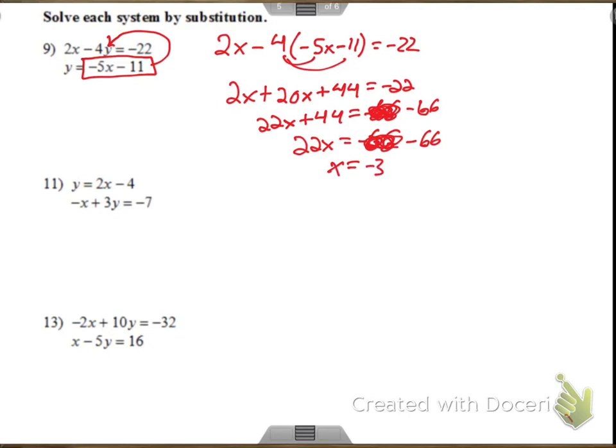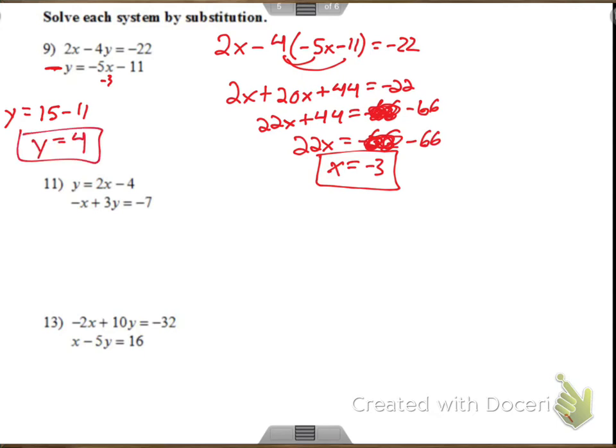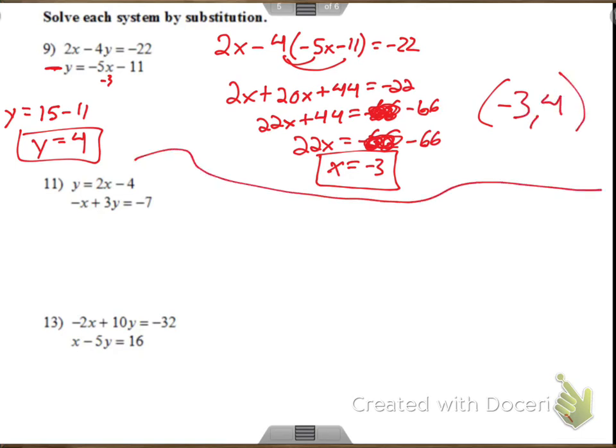Once I have that, I need to find my y. So I go back to the original two equations, and I can take either one of these. This one looks much easier, so I'm going to do that one. I'm going to plug x in there, negative 3. So y is equal to negative 5 times negative 3, which is 15, minus 11, so y is going to be equal to 4. So my final answer is negative 3, 4. Check my answer key, negative 3, 4, we're good to go.